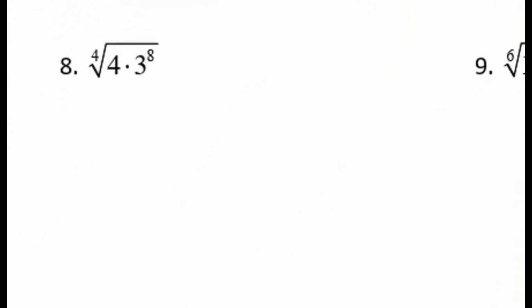All right, so here we have something in exponential form, and we want to recall that we can take that exponent of 8 and divide by the index of 4, but I'm just going to show this as separated into the fourth root of 4 times the fourth root of 3 to the 8th.